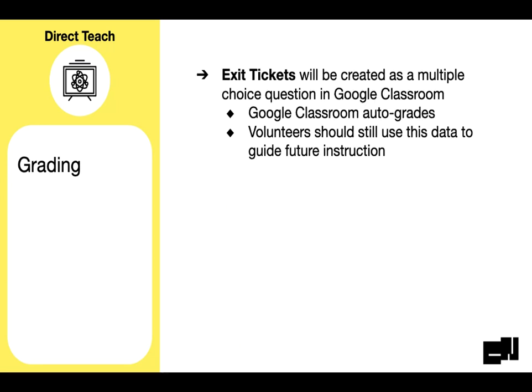For changes in grading, exit tickets will be created as a multiple choice question in Google Classroom. That means that Google Classroom will automatically grade the question as students answer it. Volunteers can just click in and use this data to guide future instruction without actually having to do the grading.